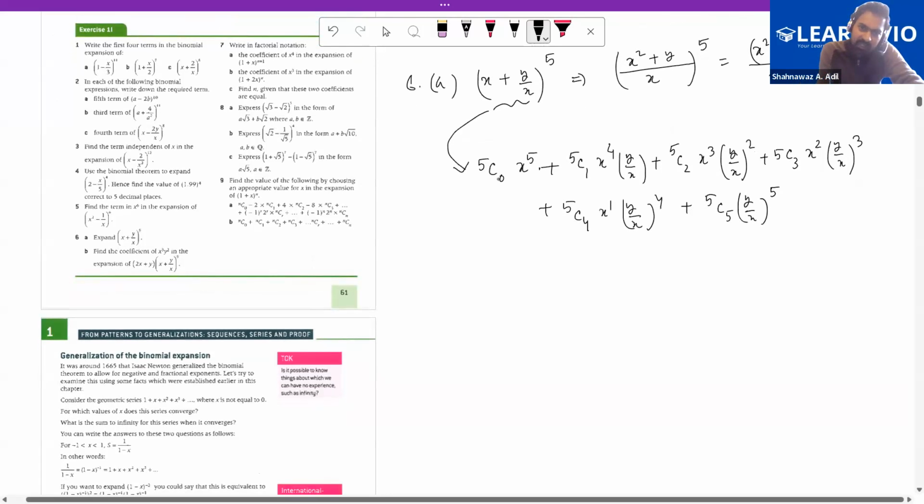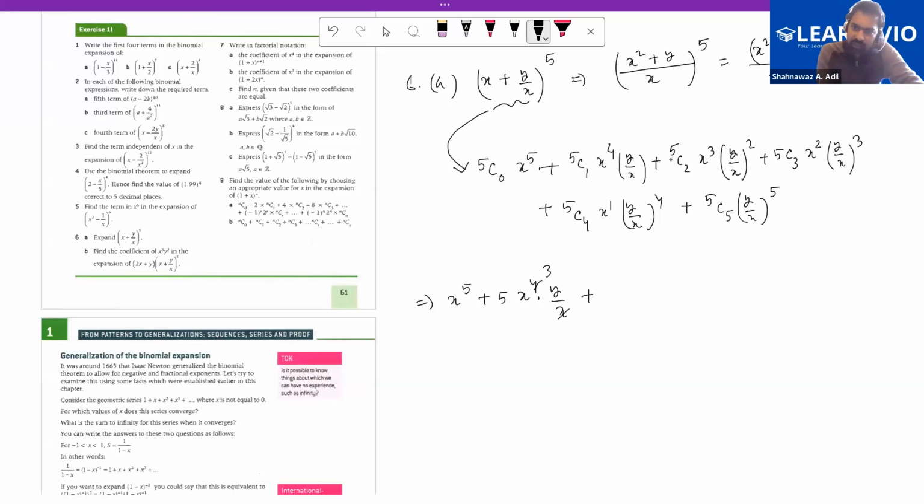So 5c0 is simply what? That is 1, I guess, right? So this is x5. And then 5c1 is only 5, right? So this would be 5, x to the power 4, and y by x, so this part cancels, right? And then this is how much? This is, I guess, n into n minus 1 by 2, or what is that? Let's just calculate this thing somewhere.